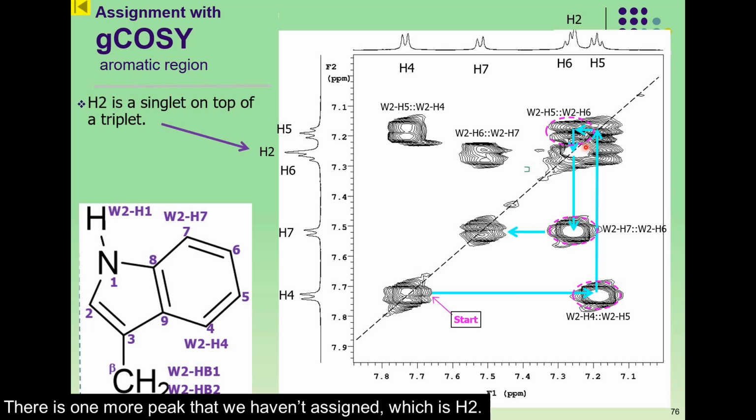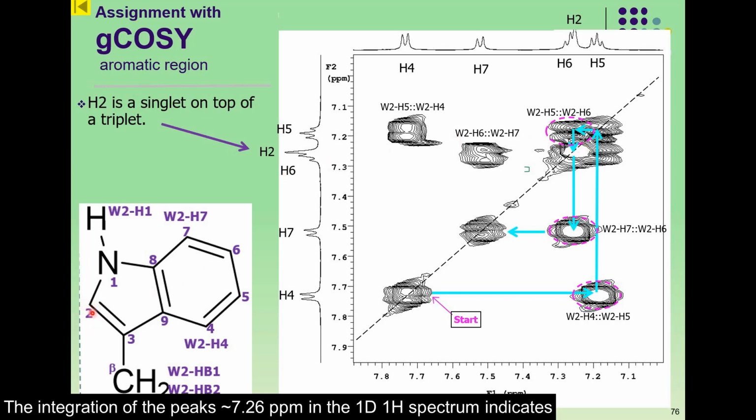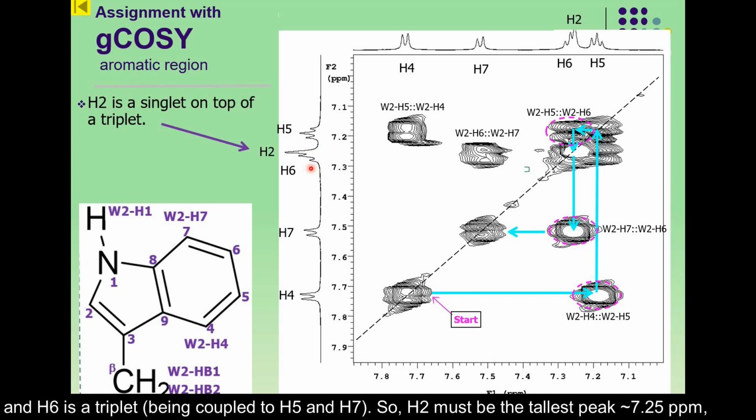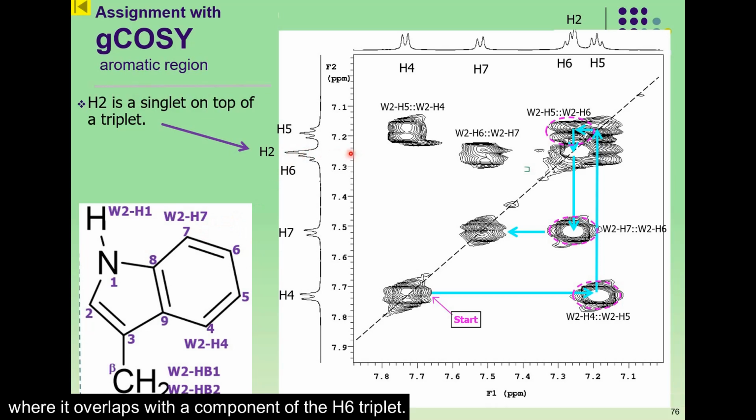There is one more peak that we haven't assigned, which is H2. The integration of the peaks at approximately 7.26 ppm in the 1D 1H spectrum indicates that there are 2 protons there. And we know that H2 is a singlet, and H6 is a triplet being coupled to H5 and H7. So, H2 must be the tallest peak, approximately 7.25 ppm, where it overlaps with a component of the H6 triplet.